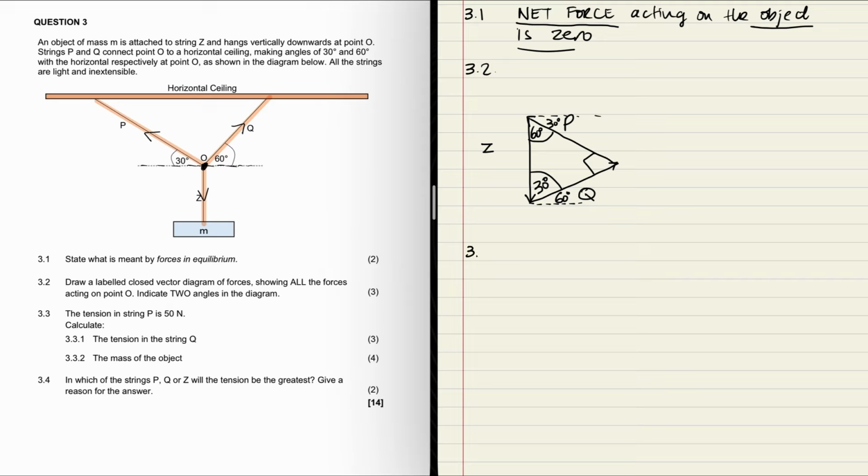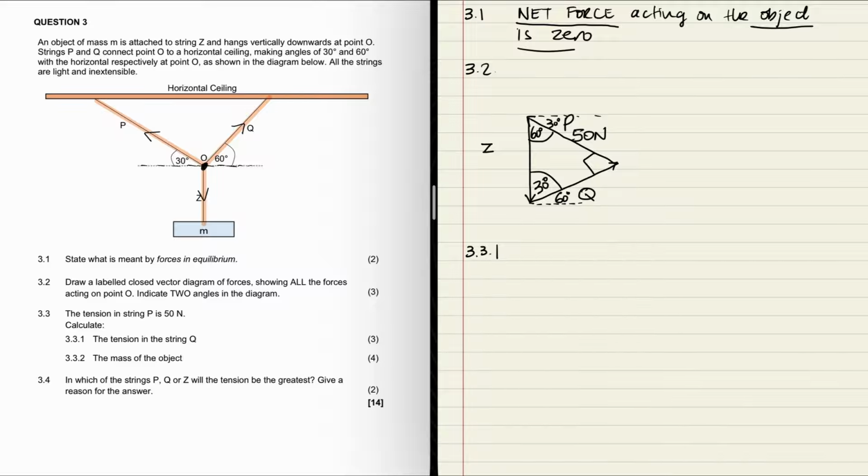Now question 3.3.1. They tell us the tension in string P is 50 newtons. So this here is 50 newtons. Calculate the tension in string Q. So it may be difficult to see like this. So let's redraw this triangle.